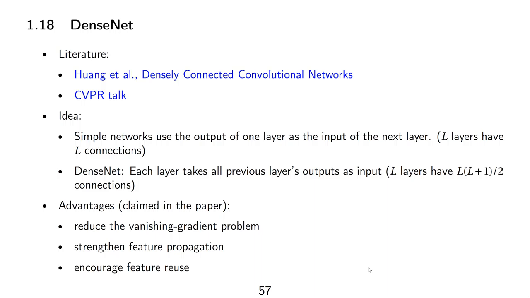So DenseNet contributed another significant idea in architecture design. The idea is the following. A simple chain network uses the output of one layer as the input to the next layer. So if we have L layers, then we have L connections between the layers. The DenseNet idea is to say that each layer takes all previous layers' outputs as input. So L layers have L times (L plus 1) divided by 2 connections. So let's say we have 10 layers, then the 10th layer takes the output of all 9 previous layers as input.